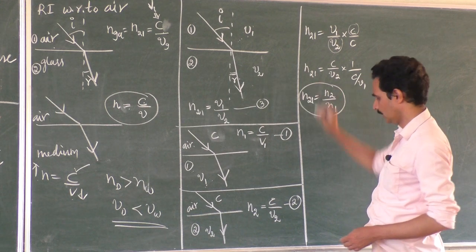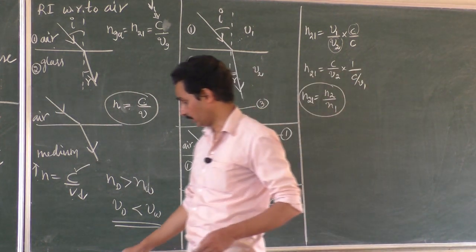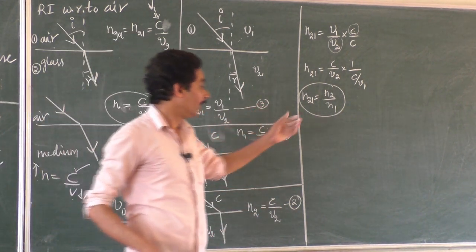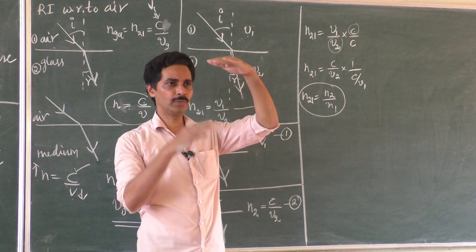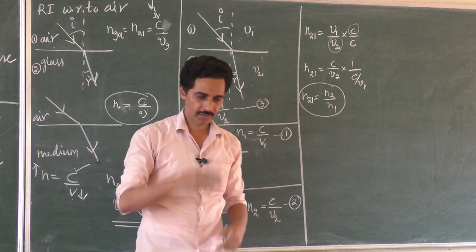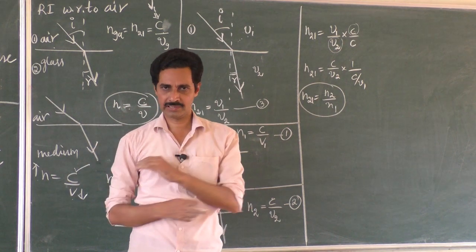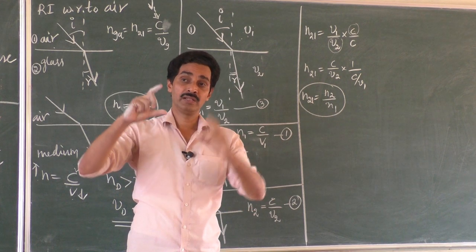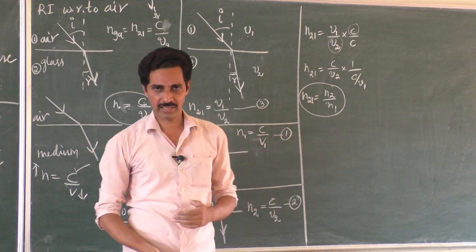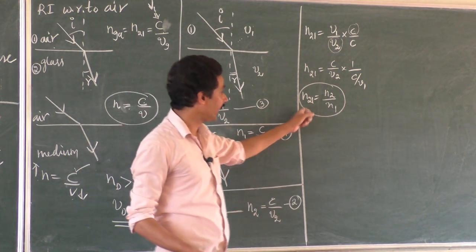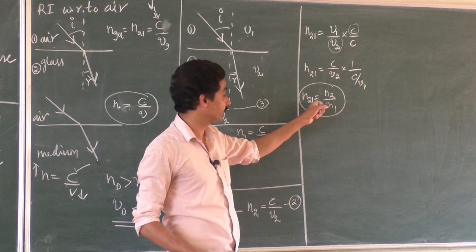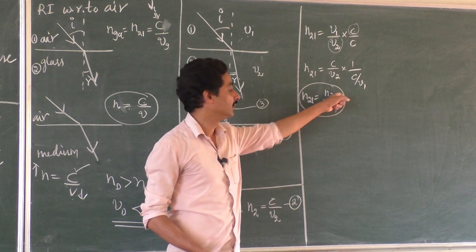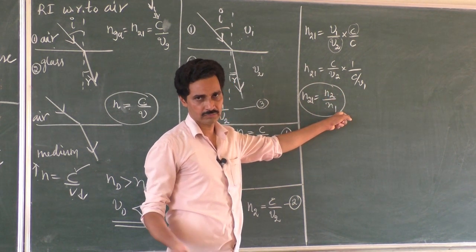This is very important. Not as a derivation, but as knowledge, because we are going to use this formula everywhere. So what does this mean actually? If you have a pair of media, and light travels from one medium to another, you can compare that process with when the two media are separately kept with respect to air. So the refractive index of the second medium with respect to the first medium is equal to the refractive index of the second medium with respect to air, divided by that of the first medium with respect to air. That's all. It's the ratio.